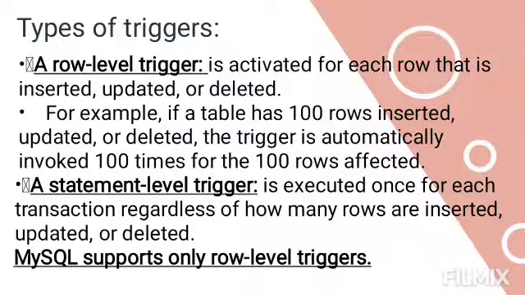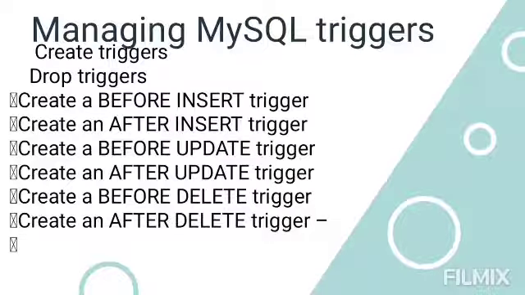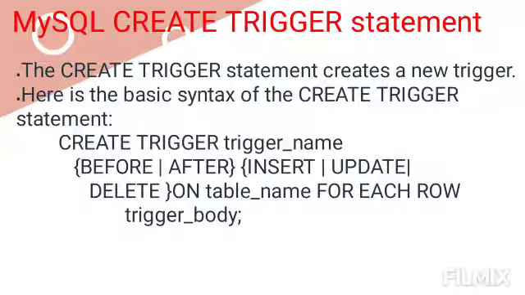So we need to manage all these types of triggers: create before insert trigger, create after insert trigger, create before update trigger, create after update trigger, create before delete, create after delete, etc. First we look at how to create a trigger. A trigger can be created by using a create trigger statement, just like a procedure creation. The create trigger statement creates a new trigger.